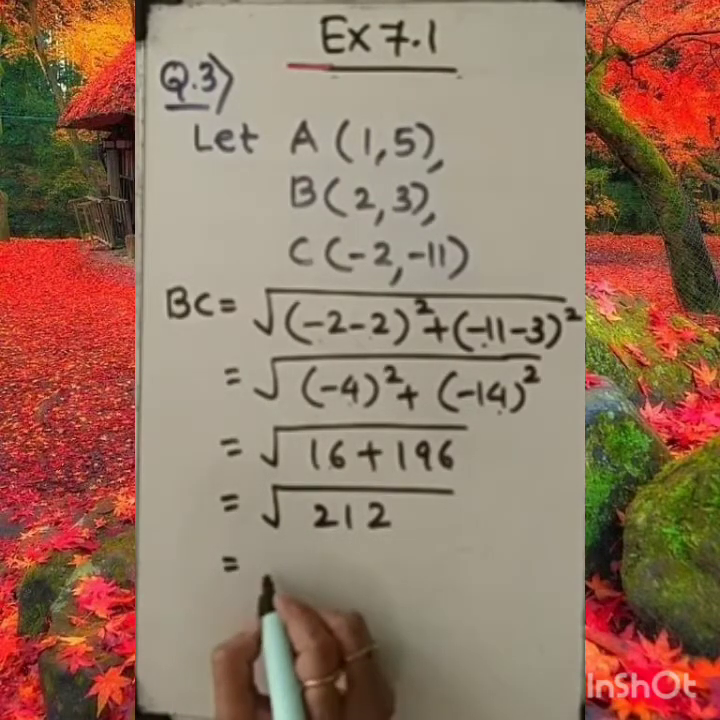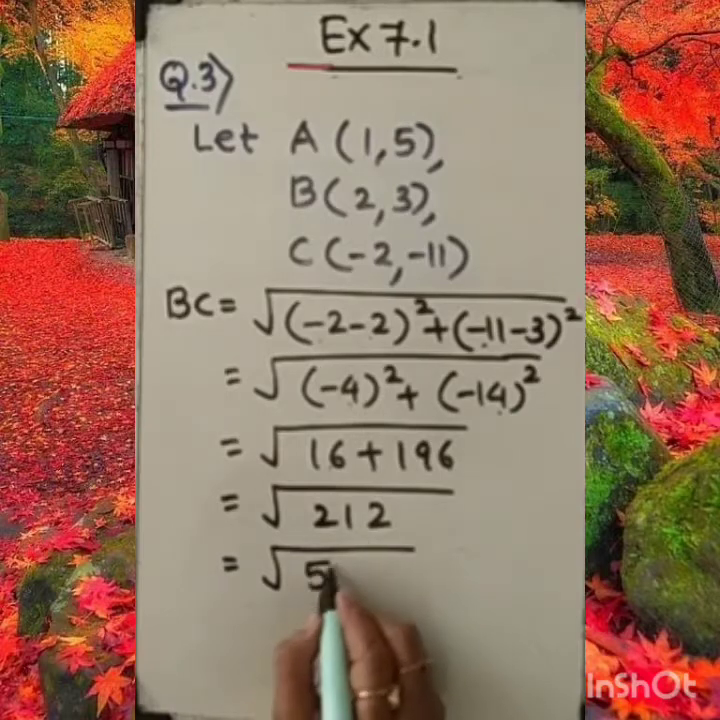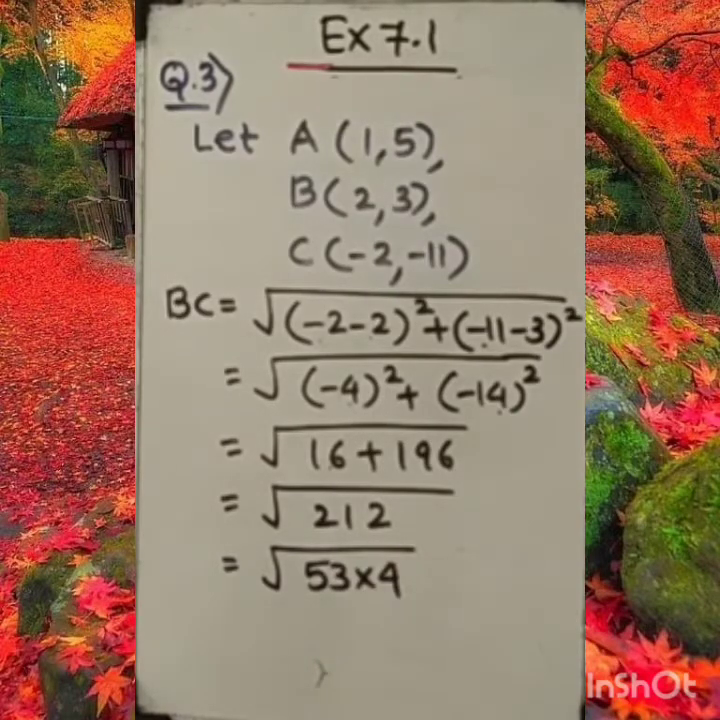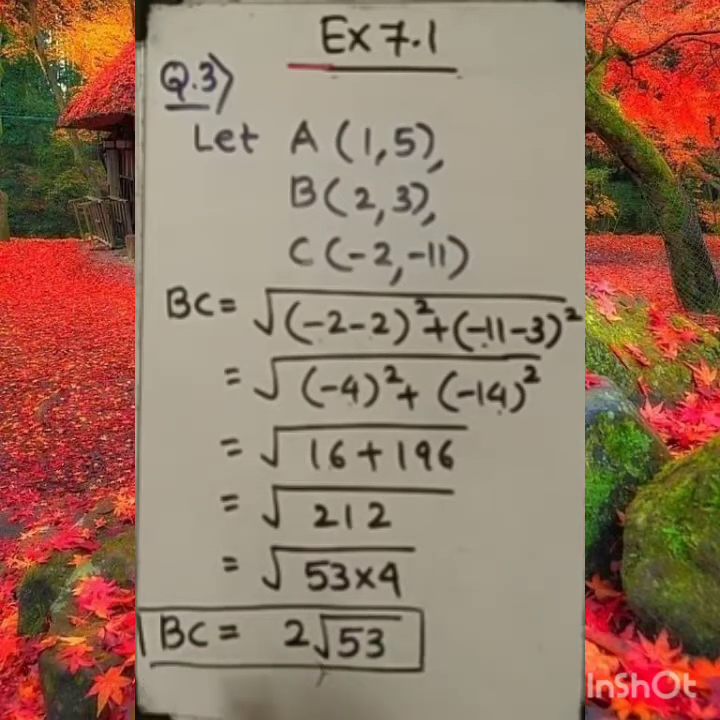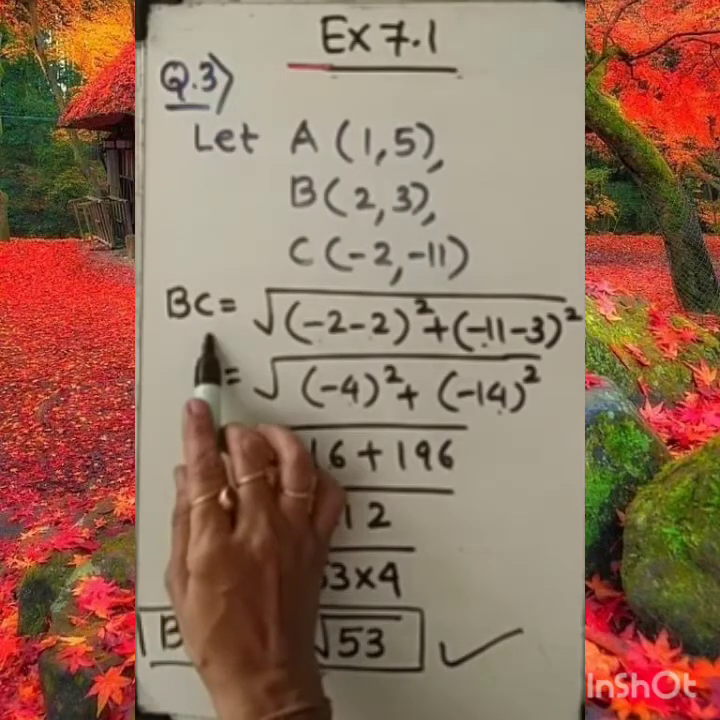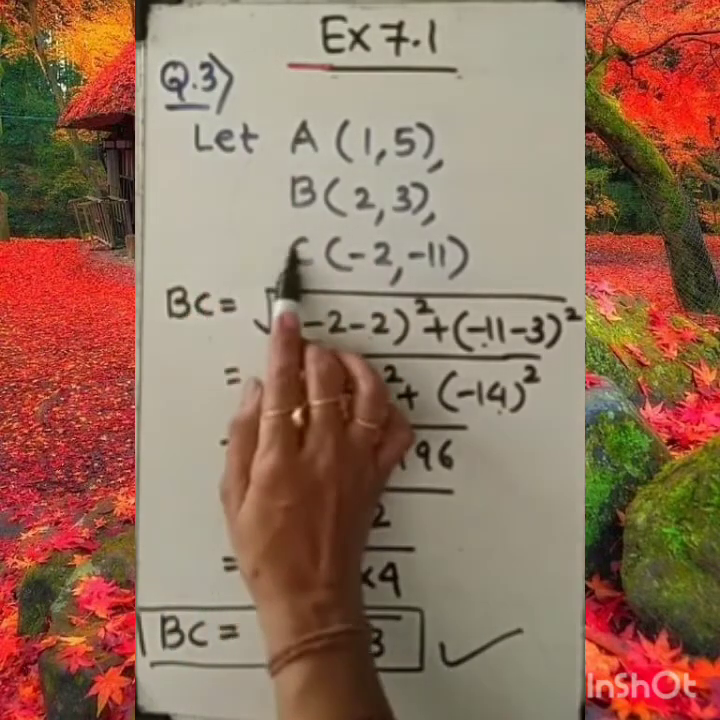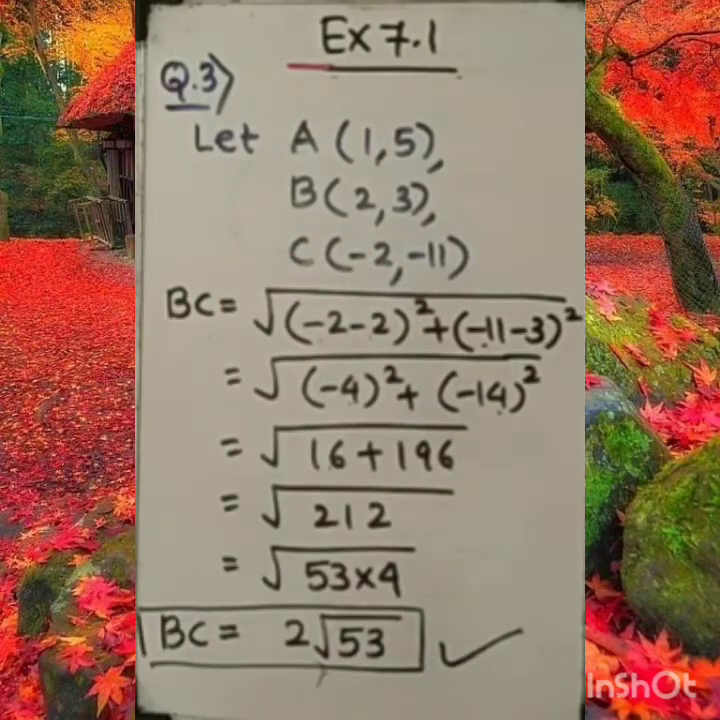Dear student, we know under root 212, it means the factors of 212 are 53 and 4. And you know very well 4 is a perfect square, so I am taking 2 outside and this 53 will remain inside the square root. So BC, the distance between B and C, is coming 2 root 53. Clear to you? This we have found for the distance from B to C. Now the third, we are going to find the distance from A to C.